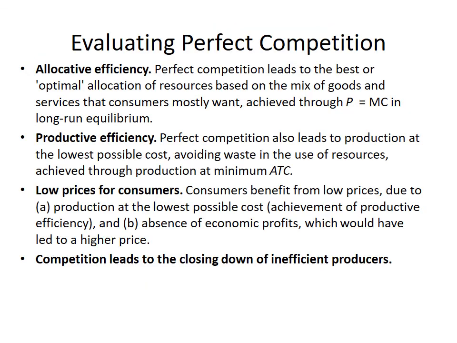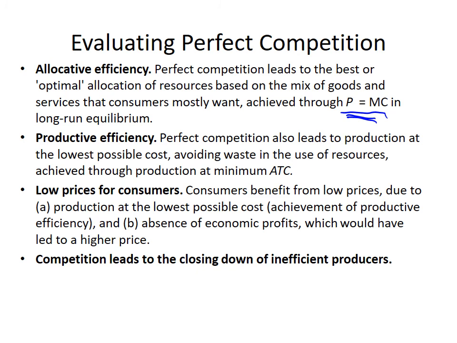So, evaluating perfect competition. You have allocative efficiency. Perfect competition leads to the best or optimal allocation of resources based on the mix of goods and services that consumers mostly want, achieved through P equals MC. Try to remember that, because the new IB syllabus is really focusing on whether there is market failure. You do not have market failure if you have allocative efficiency and you're producing basically what society wants at the quantity and at the price. You also have productive efficiency, because you're avoiding waste of resources and producing at the minimum of average total cost.